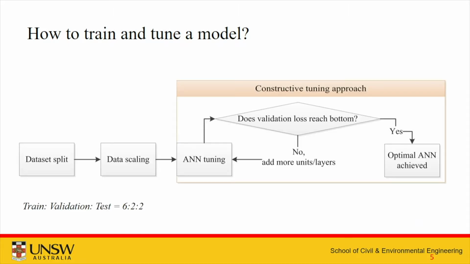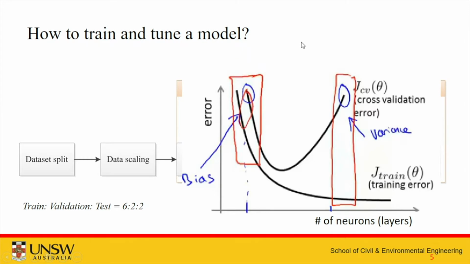So I think we should split the data set into 3 sets: train, validation, and test, with a ratio of 6:2:2, and then scale the data. The thing in the box is how I train and tune my neural network. I'm using a constructive approach to tune it. I will use a graph to explain what is happening in the box.